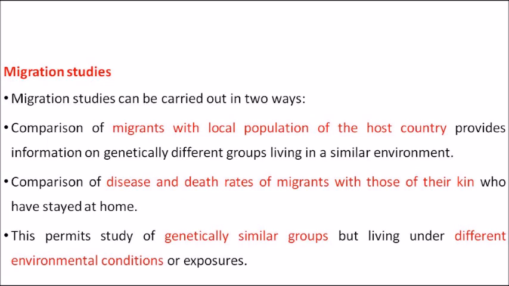Another comparison is the difference in the disease, health status or death rates of migrants along with those of their kin who have stayed at home. Like some Egyptians have come and we are comparing them with their relatives. So we are comparing genetically similar groups living under different environmental conditions or exposures. What is the difference in the health or disease among the Egyptians who came here and their relatives? That is what migrant studies permit. So this also comes under place distribution. I hope it is clear.